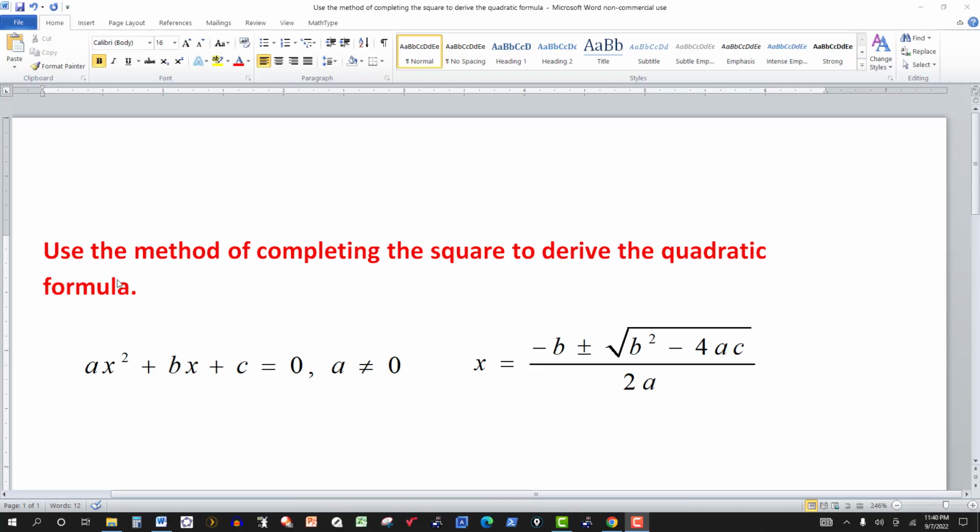In this video, we're going to use the method of completing the square to derive the quadratic formula. A quadratic equation has the form ax squared plus bx plus c is equal to 0. And there's three main methods to solve a quadratic equation.